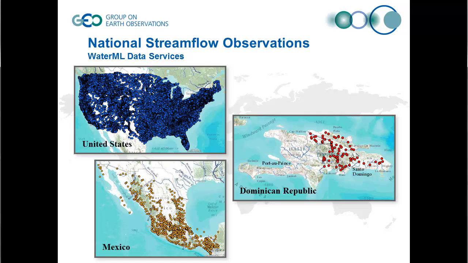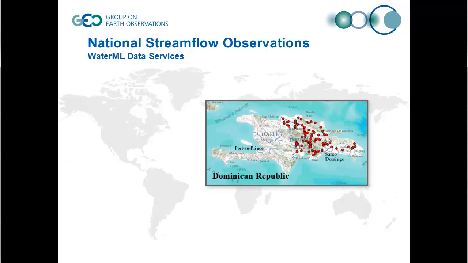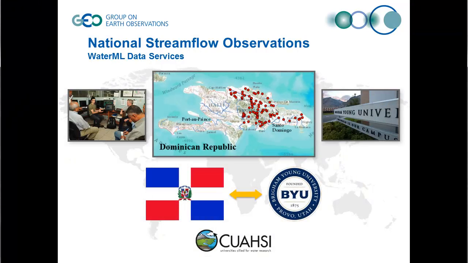WaterML data services exist in many countries around the world. The United States Geological Survey in the U.S. published data for over 12,000 gauge locations in WaterML. Similarly, as part of a volunteer effort, the Dominican Republic, in conjunction with Brigham Young University, have created WaterML data services for streamflow and precipitation gauges across the country using open source software created by CUAHSI.